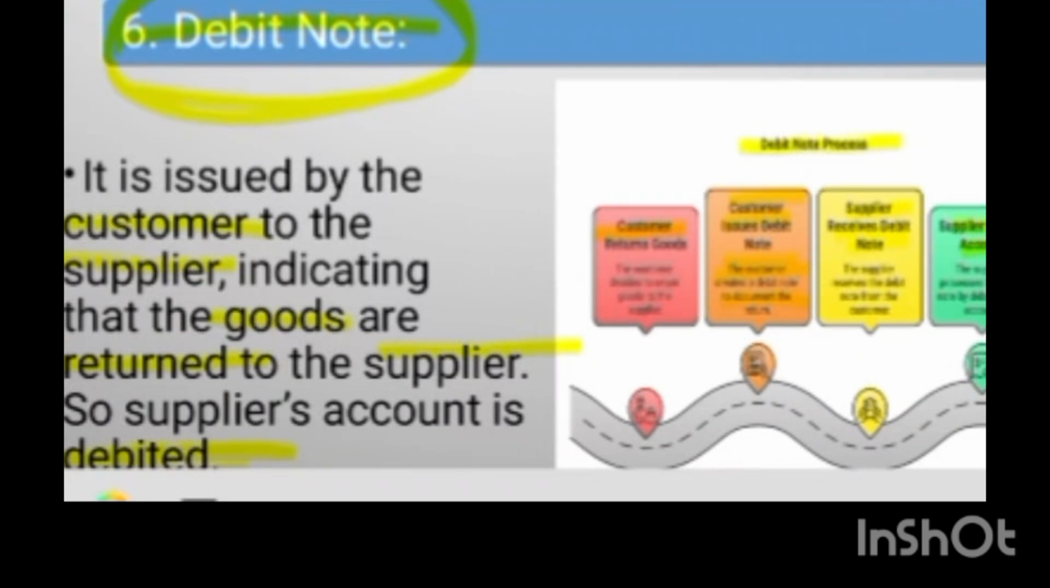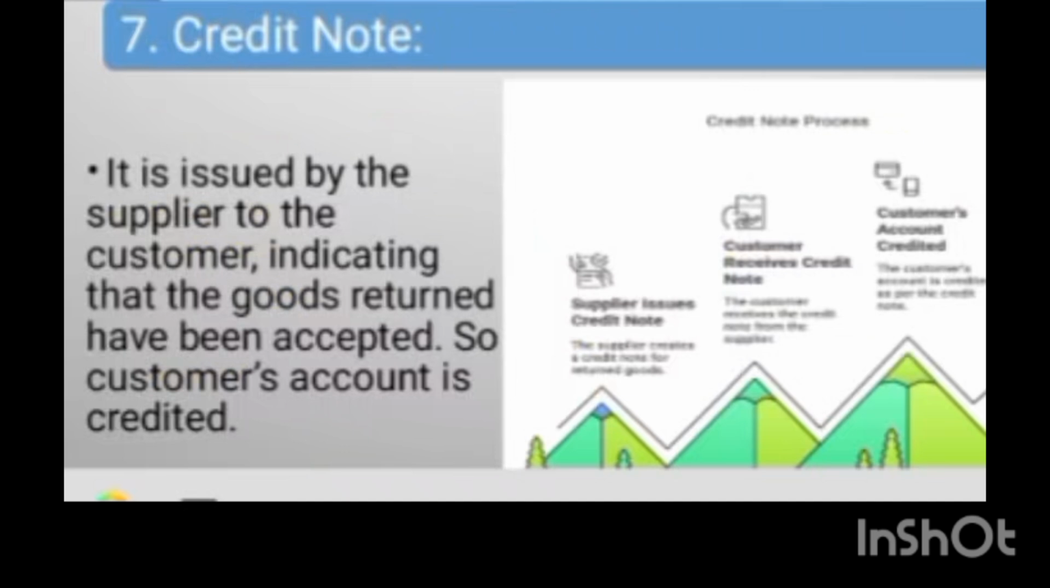Opposite to this, there is another note, that is credit note. Now, what is credit note? It is issued by the supplier. Remember, debit note was issued by the customer with the returned goods, right? Now, this is credit note. It is issued by the supplier to the customer, indicating that goods returned have been accepted. So, customer's account is credited.